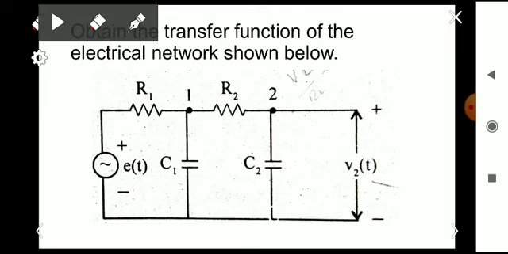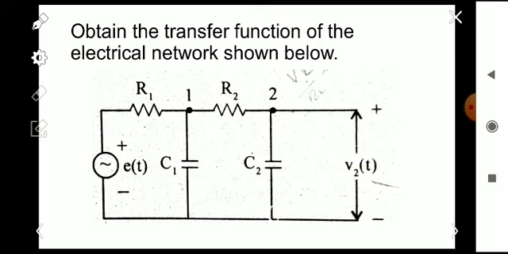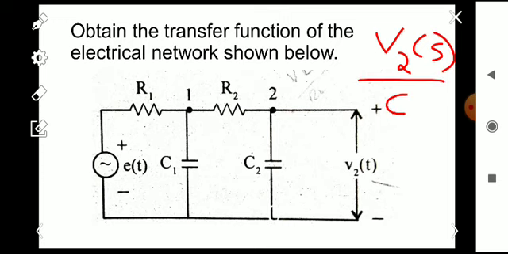So of course the transfer function will be V2 of s, that is Laplace transform of output, by Laplace transform of input, that is V2 of s by E of s. So we have to find V2 of s by E of s from this network. Okay, so by observing this network, we know that two nodes are there, that is node 1 and node 2. So by analyzing these nodes, we can obtain different differential equations, and by taking Laplace transform and rearranging, we obtain the transfer function V2 of s by E of s.